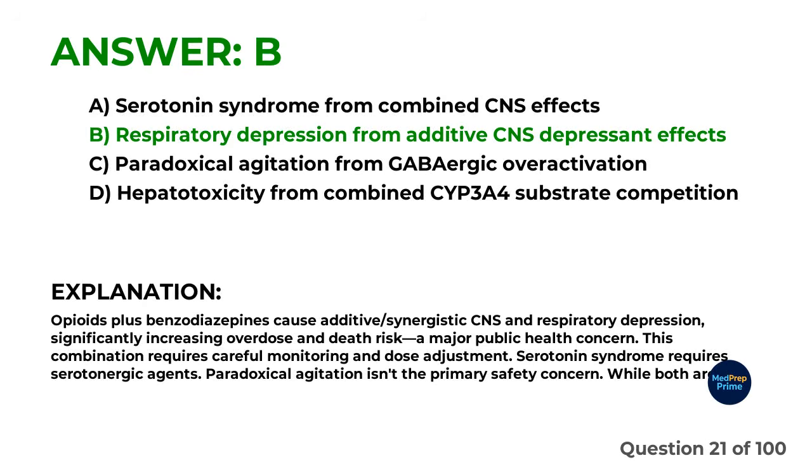Correct answer, B. Opioids plus benzodiazepines cause additive, synergistic CNS and respiratory depression, significantly increasing overdose and death risk, a major public health concern. This combination requires careful monitoring and dose adjustment. Serotonin syndrome requires serotonergic agents. Paradoxical agitation isn't the primary safety concern. While both are CYP3A4 substrates, hepatotoxicity isn't the mechanism of harm.